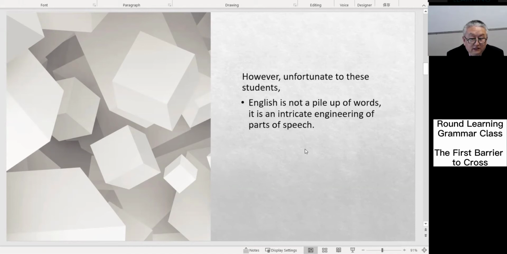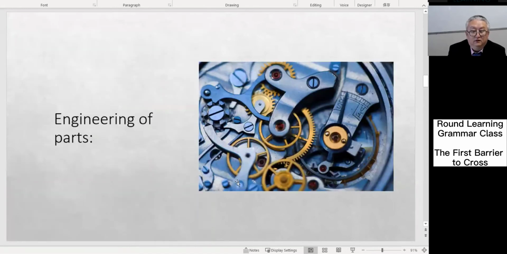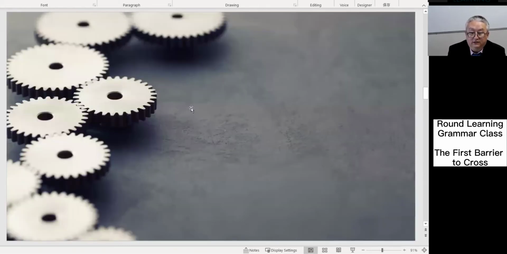It is an intricate engineering of parts of speech. That sounds very complicated, right? In fact, it is. So this is what English feels like. It's made of parts that work together, okay, like a machine. So collecting words is like collecting parts of a machine and trying to put them together like this. This doesn't look like a machine. It's not going to work as a machine, right? It's just a collection of gears, a collection of parts of a machine.